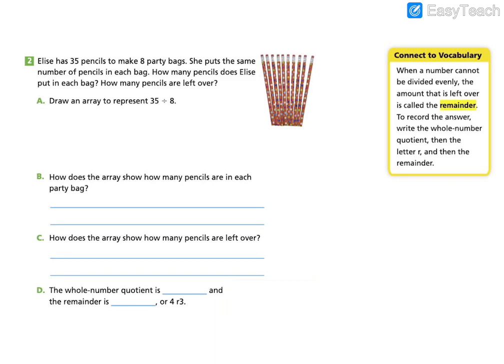Okay, let's look at number 2. Elise has 35 pencils to make 8 party bags. She puts the same number of pencils in each bag. How many pencils does Elise put in each bag? How many pencils are left over? Letter A asks us to draw an array this time to show our representation of 35 divided by 8. I'm going to represent this by having 8 rows in my array. So I'll start at the top and draw my 8 rows.